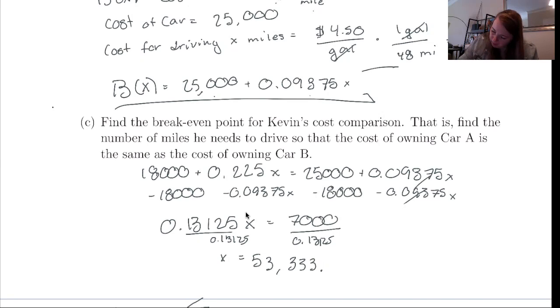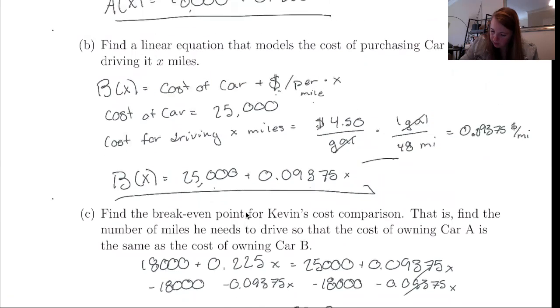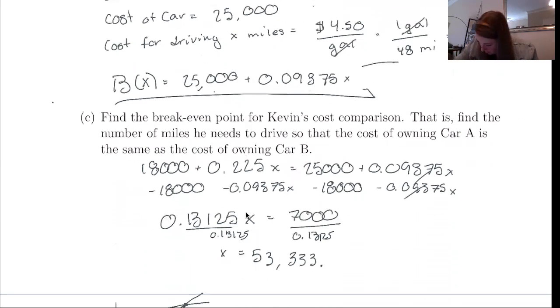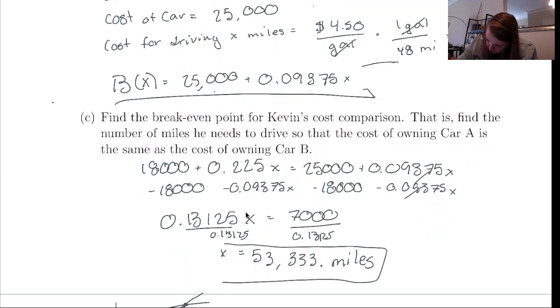So find the number of miles he needs to drive, right? X is miles, so this would be miles. Great. And that is the distance that he would need to drive to then make the hybrid vehicle the same amount as the gas-powered vehicle.